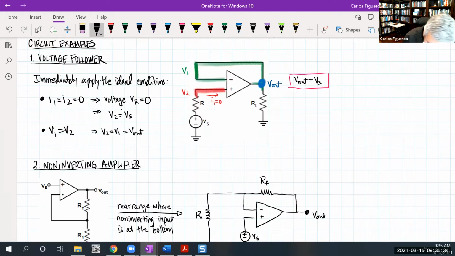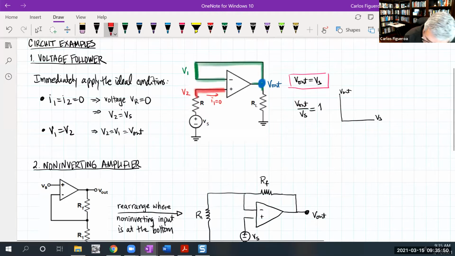So in this case, if I look at V out over Vs, it has a gain of 1. In other words, this thing is going to behave linearly, assuming that I put in only positive voltages here. It's going to look like this. And of course, this will continue to go linear until it hits the saturation voltage. And assuming that the saturation voltage is at 15 volts, that's where it saturates. Okay, let's go to the next one.